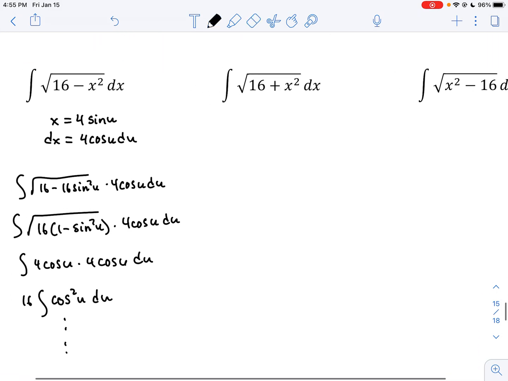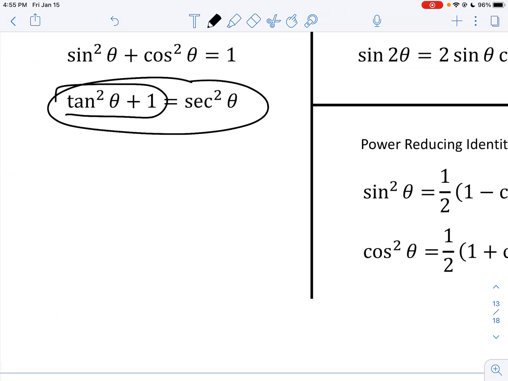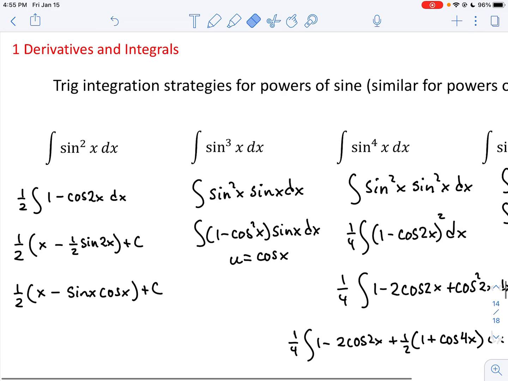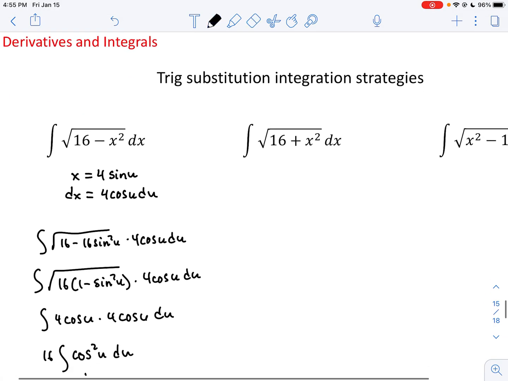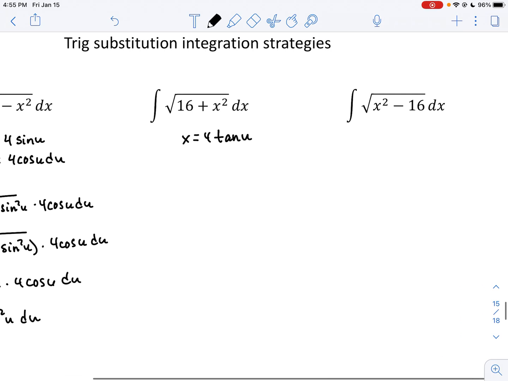When you have a sum of squares, I'm going to leverage this identity because I see a sum of squares here. So I want a constant plus a variable squared. I want that variable to take the form tangent so that we can condense that to a secant squared. So I want x in this case to be 4 tangent of u. Dx will therefore be 4 secant squared of u du. We've got to also replace the dx.